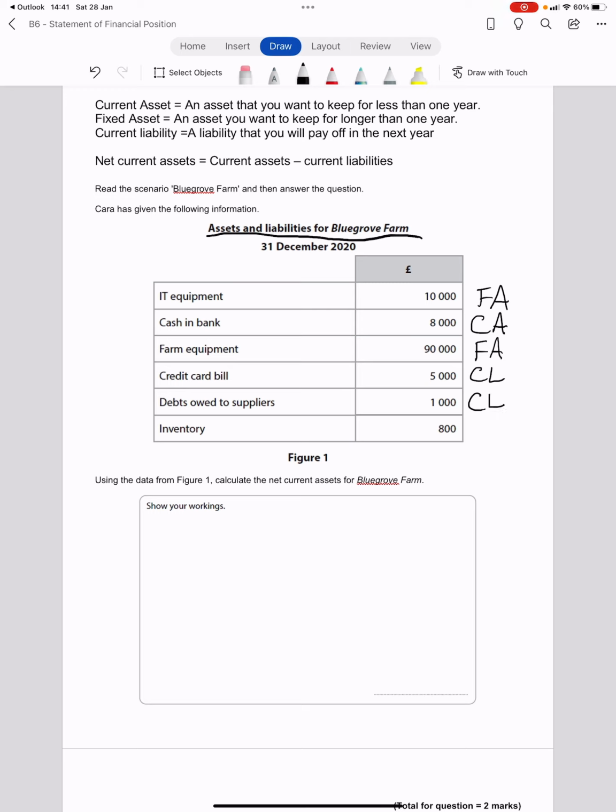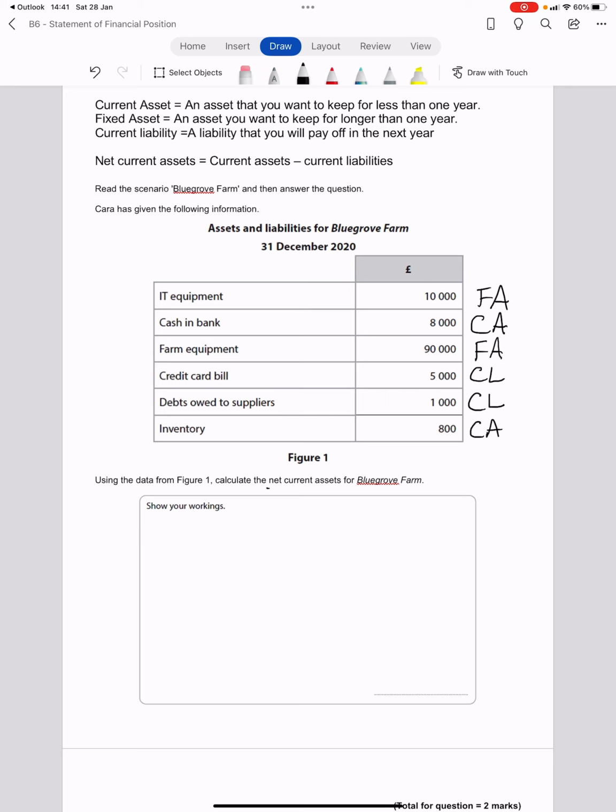And finally, inventory or stock, that is going to be a current asset because that's something that we want to sell off within the next year. Imagine a shop that has stock left in there for longer than a year. It's not going to be very good for space in the shop, and it's also not going to be in date anymore, most likely. So just think about inventory, stock as things that you want to get rid of quickly.